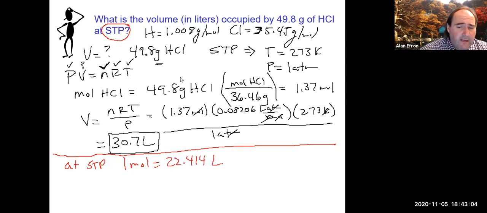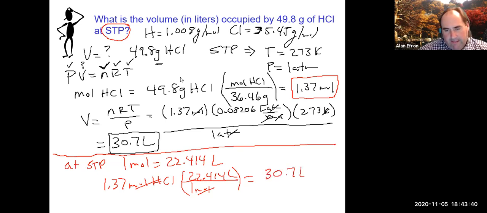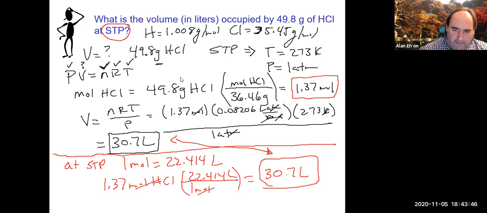which means that one mole of a gas will equal 22.414 liters. Essentially, as soon as we calculated the moles here, we could have gone right into the conversion factor and taken 1.37 moles of HCl. Again, using our conversion factor, because we are at STP, one mole would equal 22.414 liters. Moles would cancel, and we should end up hopefully with the same answer. And we get 30.7 liters.